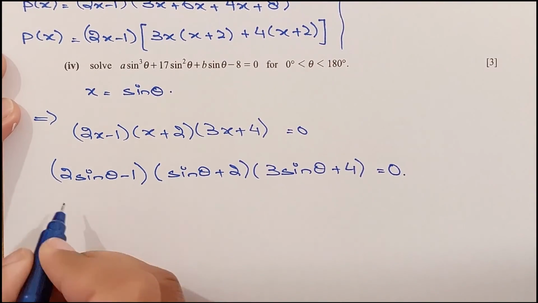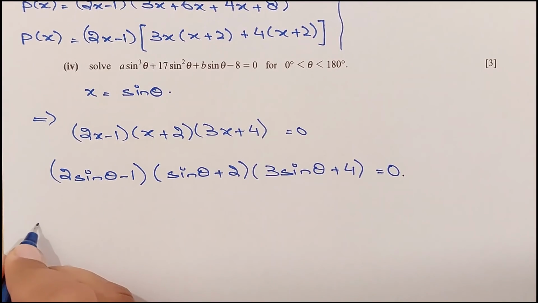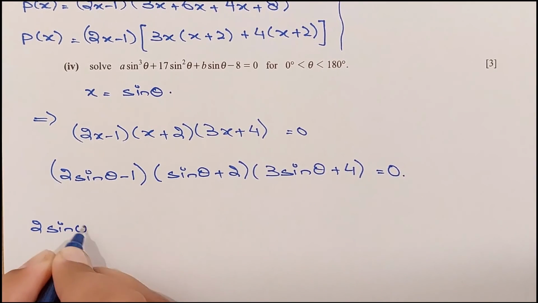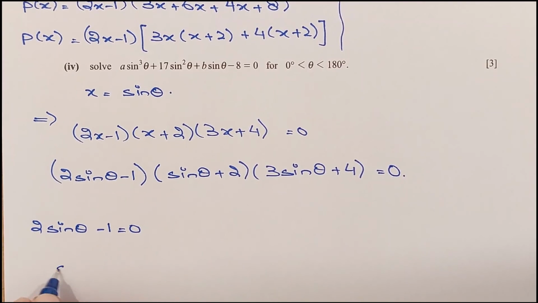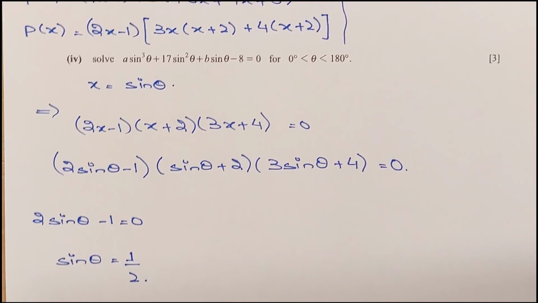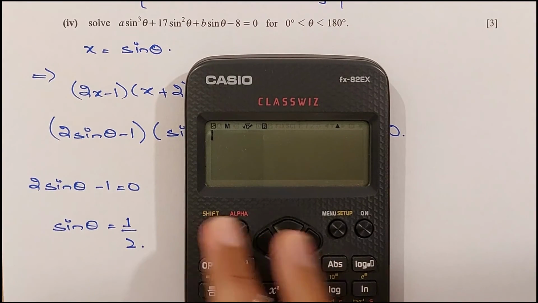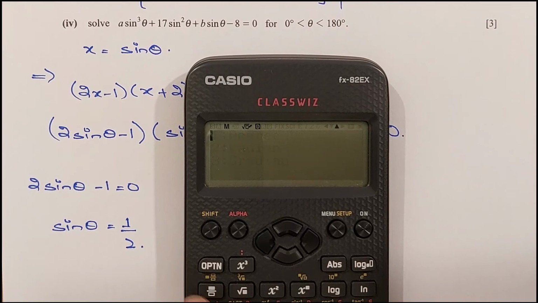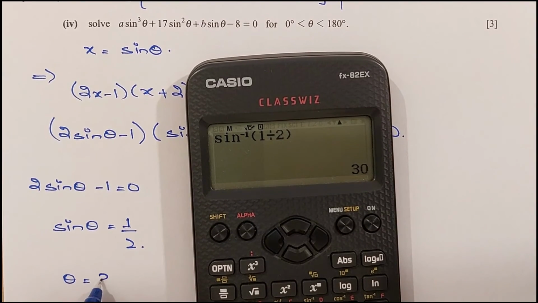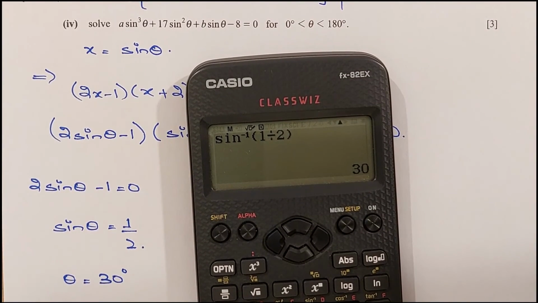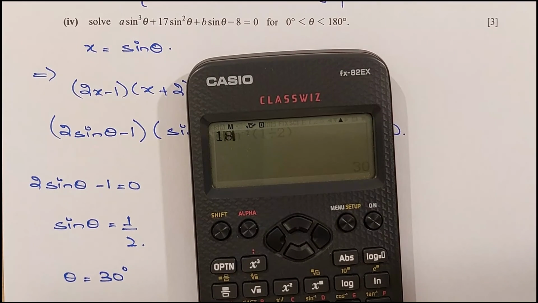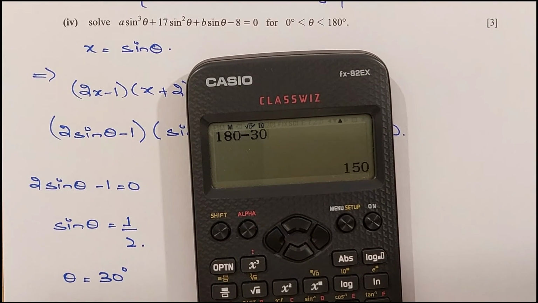Okay, now let me simplify, putting all the factors separately equal to 0. So we have 2 sine theta minus 1 equal to 0. So from here sine theta equals 1 by 2. And what is the value of theta? So this is in degrees. Convert the calculator into degrees, and sine inverse of 1 divided by 2 is 30. Theta is 30 degrees, and sine is positive in the first and second quadrant. So this is 180 minus 30, 150 degrees.